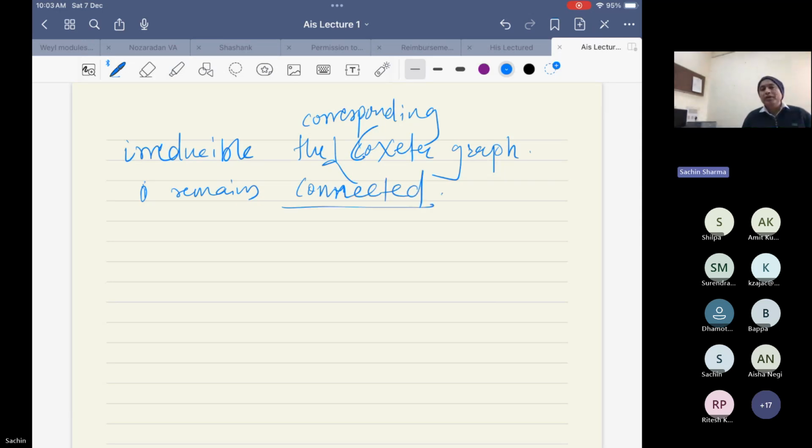Okay, yeah, obviously. Why is it so? Can anybody guess why it is so? If it is disconnected, we will obviously get two subsets of the base which are orthogonal to each other, which will contradict the definition of irreducibility. Okay, so it's a very obvious thing. I hope everybody is fine with it. I will just pause for questions if there are any.